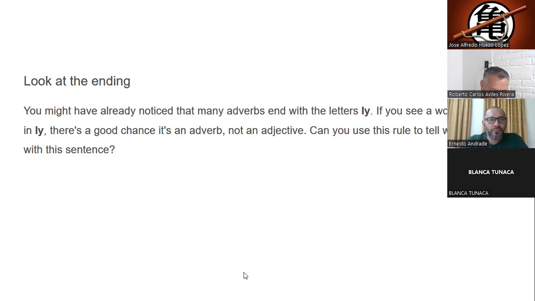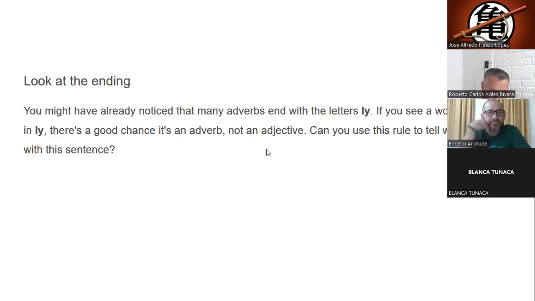Can you use this rule to tell what's wrong with this sentence? Okay, so this is something that I was explaining before, right? If you see a word that ends in ly, very likely that is going to be an adverb. So when you say slowly, that is an adverb. Slow is an adjective. If I say beautiful, it's an adjective. If I say beautifully, that is an adverb. If I say intelligent, that is an adjective. Intentionally, that is an adverb. Most of the words that end in ly are adverbs. Not all of them, but many of them.